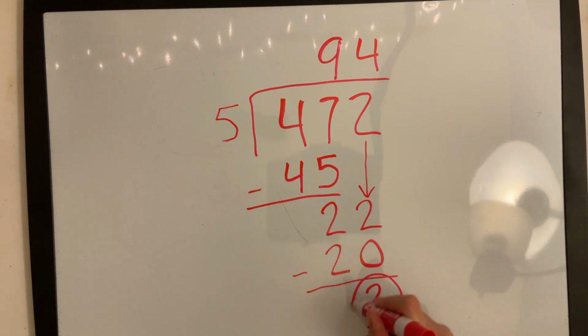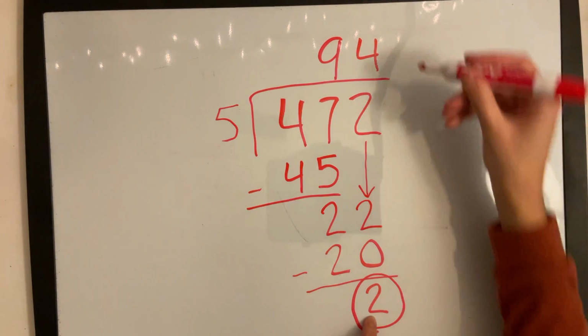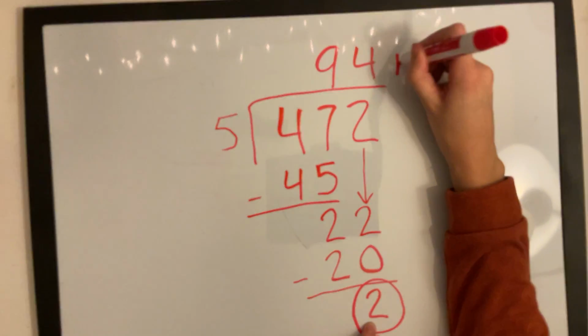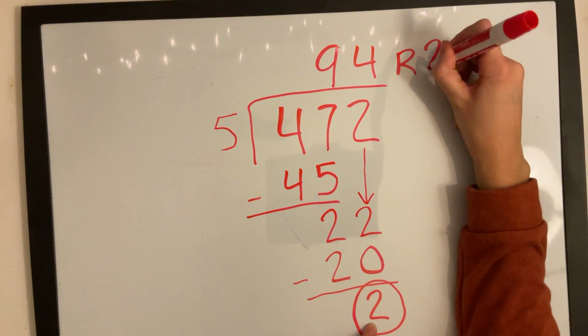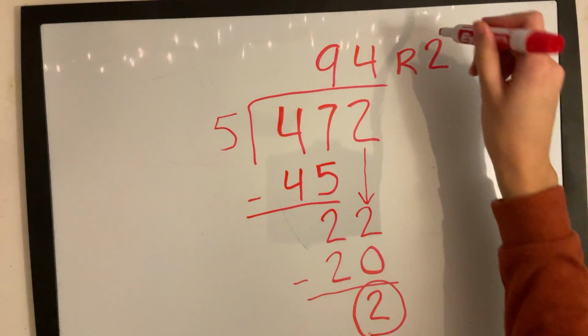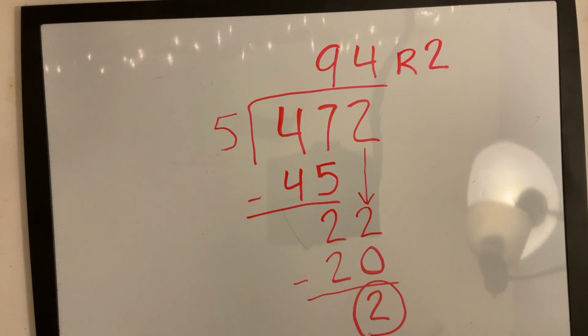That just means that this number that I just wrote here, the 2, that is my remainder. So I write it right here, remainder 2. Okay, so we have found our quotient, 94, remainder 2.